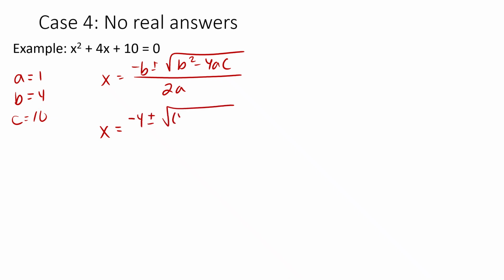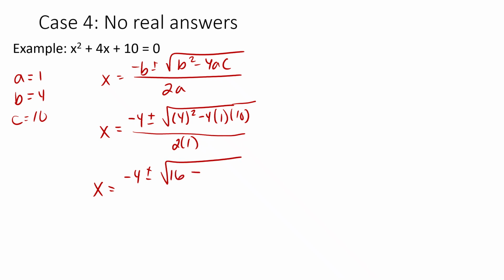Plus or minus the square root of, now technically the 4 does not need to be in parentheses, but if you're in the habit of doing it, you'll not forget it when you need it. So we have minus 4 times 1 times 10 all over 2 times 1. And 4 squared is 16 minus 4 times 1 times 10 is 40 over 2 times 1, which is 2. And then 16 minus 40 will give us negative 24.